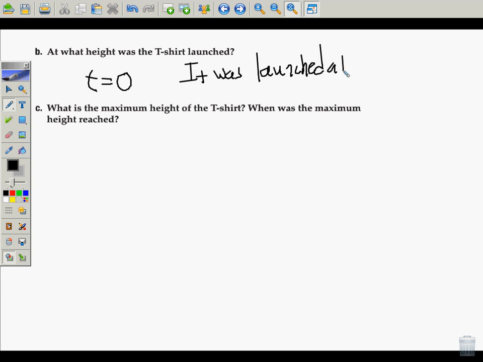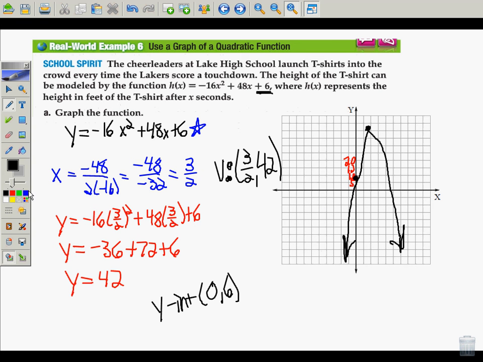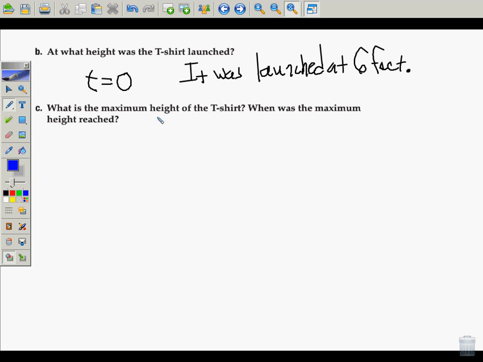And then the other question, what was the maximum height of the t-shirt? And when was the maximum height reached? Well, if you look at my graph, obviously right here is my maximum height. And I know what that maximum was because we know what the vertex is. The vertex is always going to be your maximum or your minimum. So the maximum height of the t-shirt was 42 feet. And when was the maximum height reached? That would just be my x value, which is 3 halves of a second.